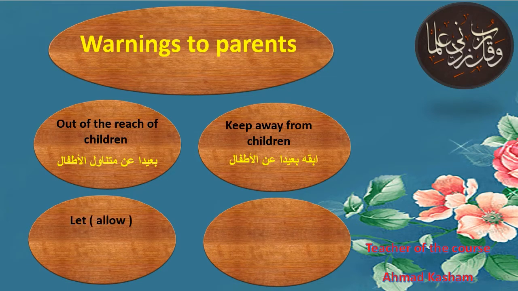Now we have this verb let. Let us, let me, let him means the same meaning of allow. In Arabic, يسمح له أو يدعه يفعل شيئا ما. Now, my students, we have this very important word, accidents. Accidents means حوادث. Now let's move to explain more about grammar and about using some of the imperative verbs.